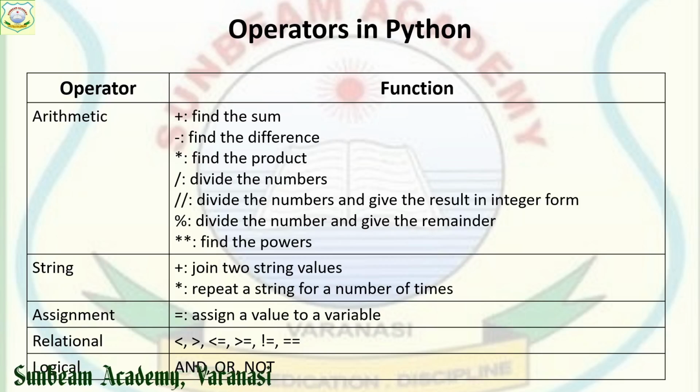Assignment, that is equal to, assigns a value to a variable. Suppose you want to assign a value to any variable, the equal to sign is used. Next is relational, to make a relation between two variables. Less than means checking conditions: less than, greater than, less than equal to, greater than equal to, not equal to and equal to, right? These are the relational operators.